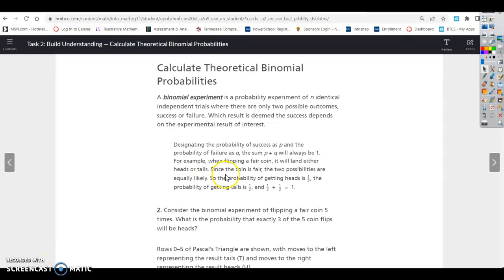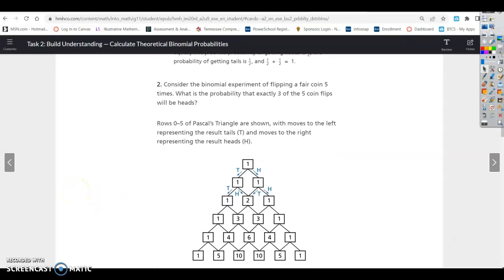Designating the probability of success as P and the probability of failure as Q, the sum P plus Q will always equal 1. For example, when flipping a fair coin, it will lead to either heads or tails. Since the coin is fair, the two possibilities are equally likely. So the probability of getting heads is 1/2 and the probability of getting tails is 1/2. 1/2 plus 1/2 equals 1. So that's why they're saying P plus Q, success plus failure, equals 1, which is 100% of your experiment.